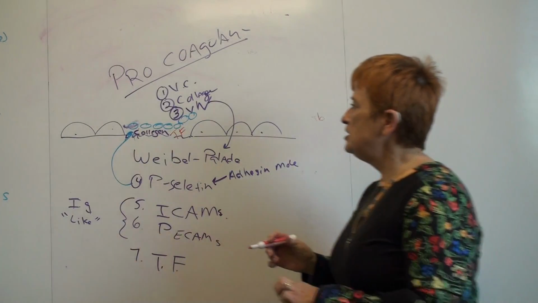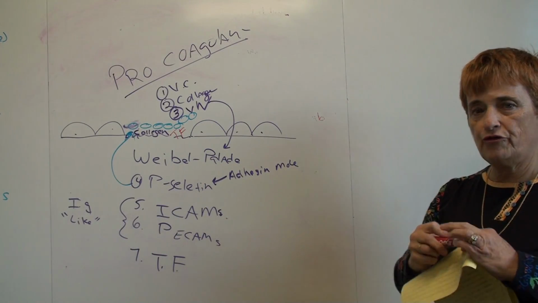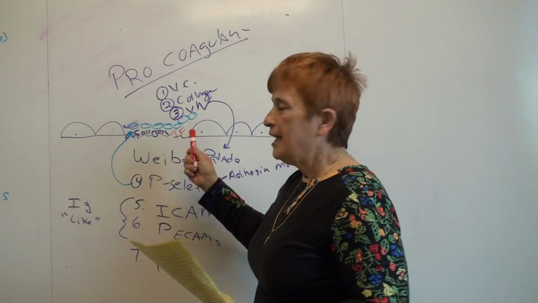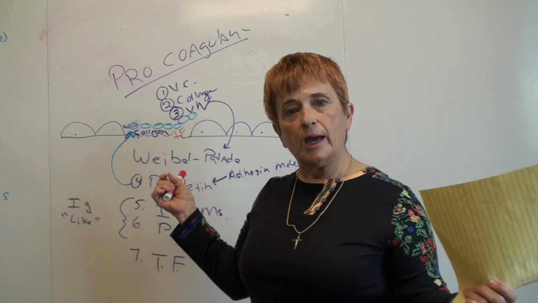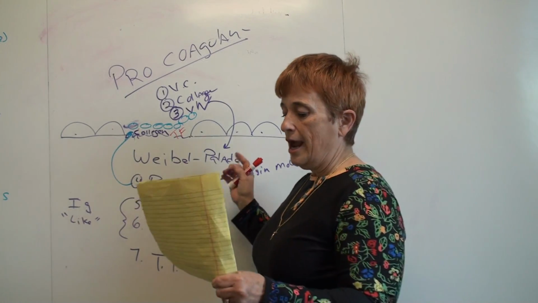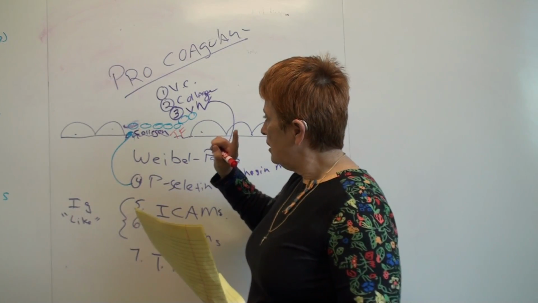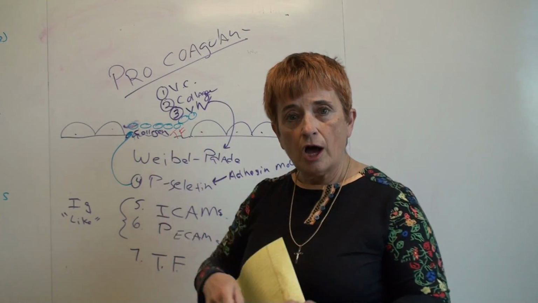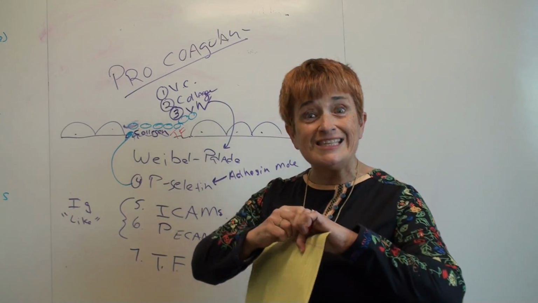Okay, so my tissue factor is being exposed there. When tissue factor is being exposed, it activates my coagulation proteins. How does it activate it? By reacting and contacting with factor 7.